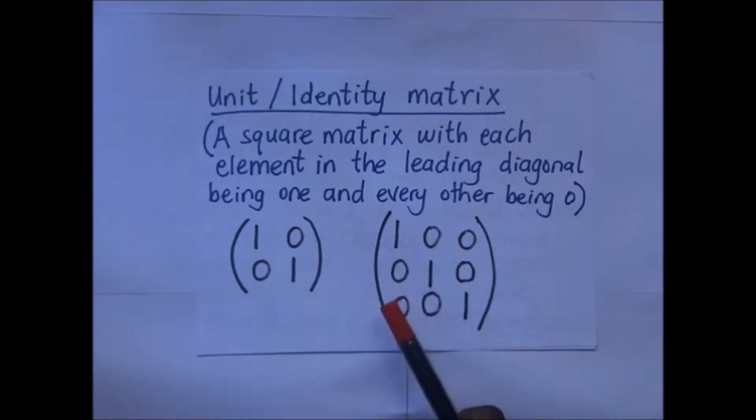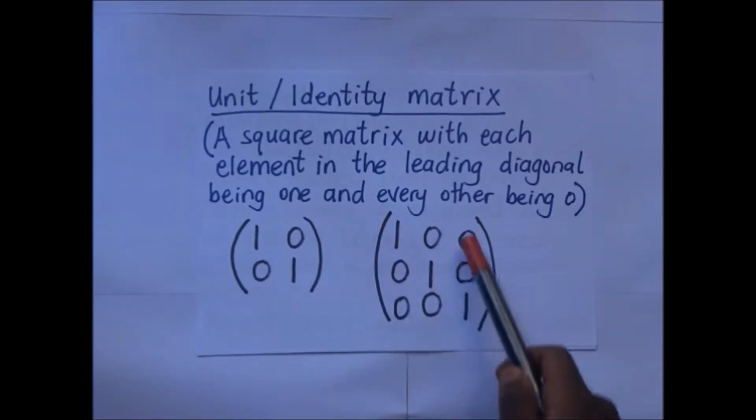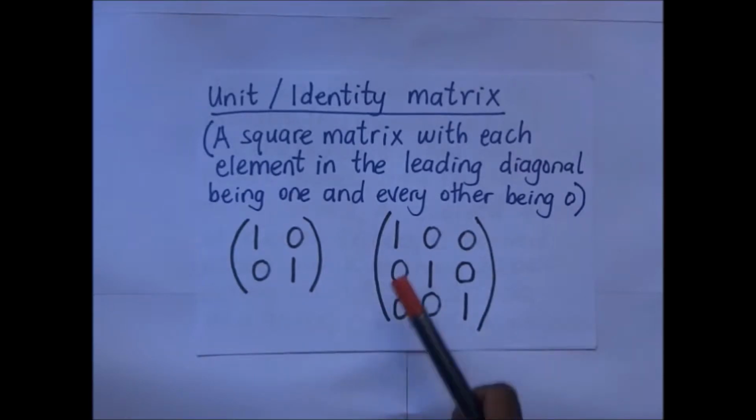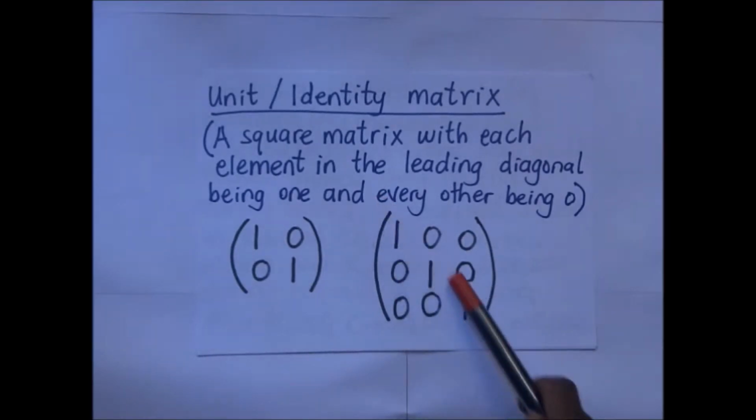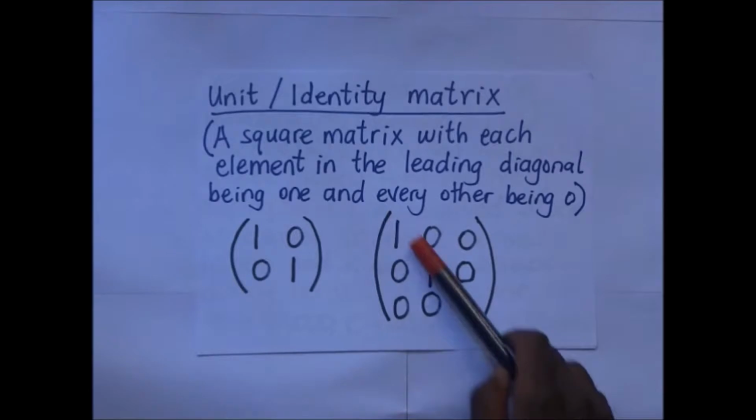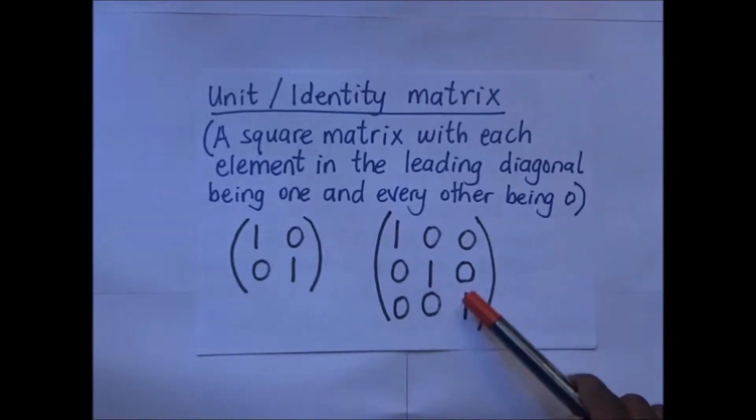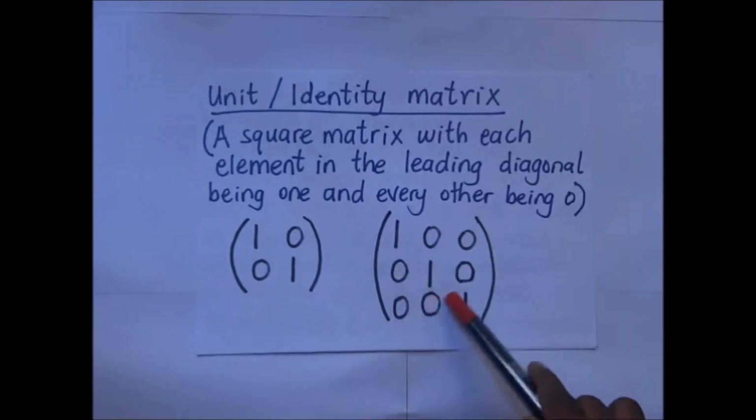If you look at this matrix, we have that diagonal and that diagonal. What we call the leading diagonal is this one. Now, if all the elements in the leading diagonal are 1, 1, 1, and the rest of the elements are all zeros, then that is called a unit or identity matrix.